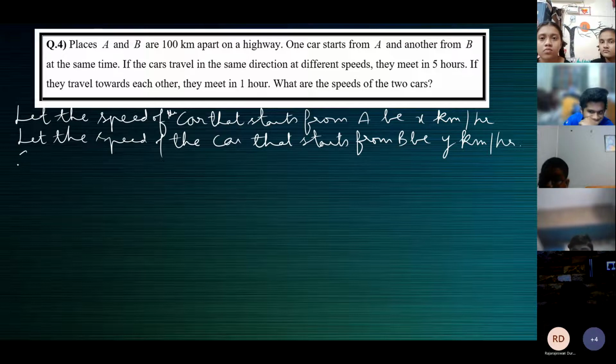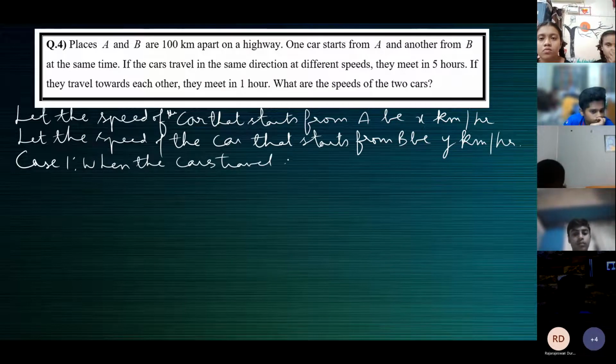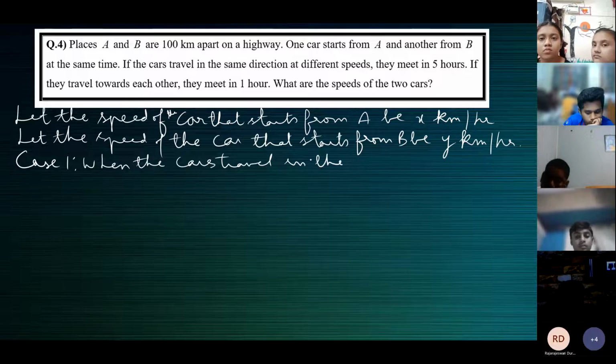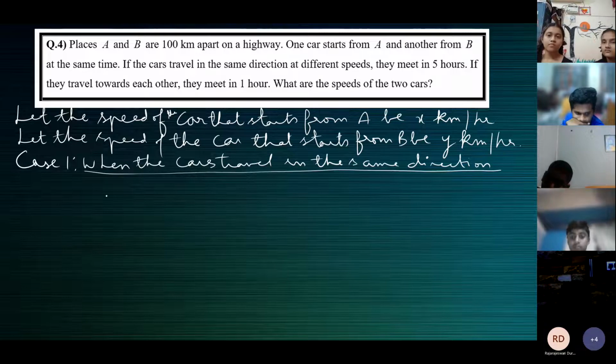Now, case 1. What is case 1? When the cars travel in the same direction. You will understand, children, just wait. Okay, case 1 is when the cars travel in the same direction. Now let's take a figure.